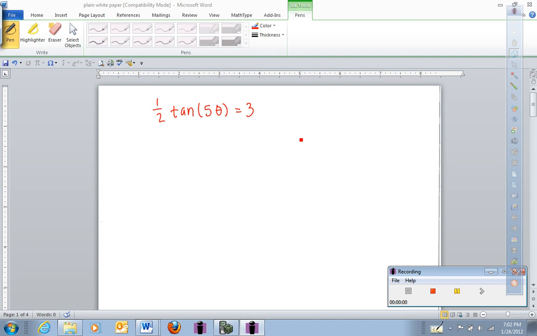It was 1/2 times the tangent of 5 theta is equal to 3. Now I had given you a window and I had told you that I wanted you to look at this for theta that lies between -90 degrees and 90 degrees. So I gave you a suggested window, and then you might recall that you got 5 solutions to this problem.